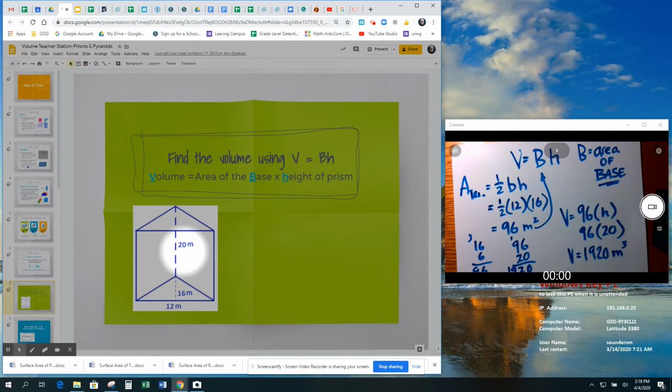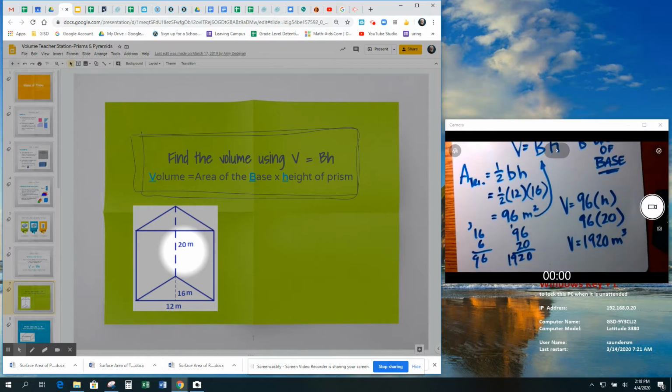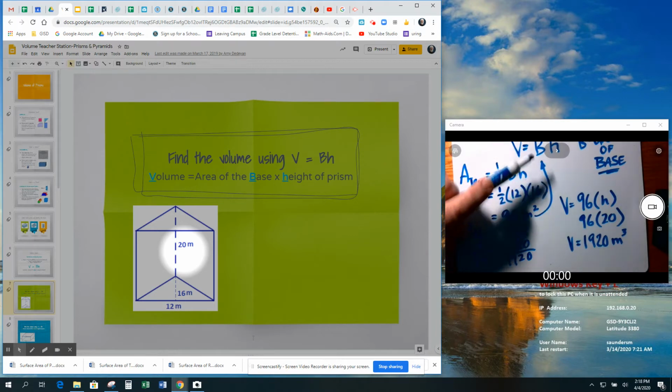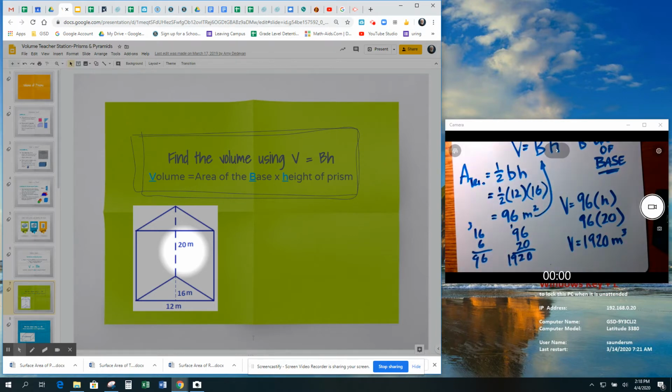Okay? If you didn't follow all that, that's the beauty of videos. You can back up and watch this all over again. But you can see all my calculations there. Find the area first, area of the base, that's big B, and then H, and just multiply. Okay.